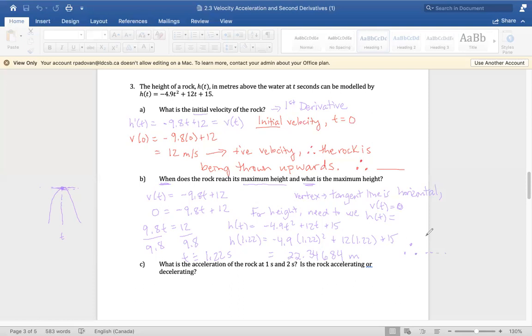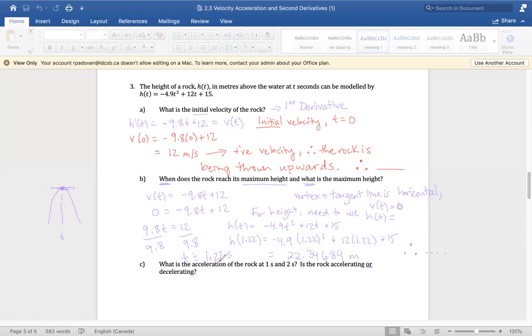Okay, so we haven't looked at C yet. What is the acceleration of the rock? So here we've practiced velocity, vertex, where the velocity is 0. We've reviewed that. Now acceleration now is the second derivative, right? Let me clear the screen though and move this up. What's the acceleration at 1 second and at 2 seconds? Because it could be accelerating or it could be decelerating.